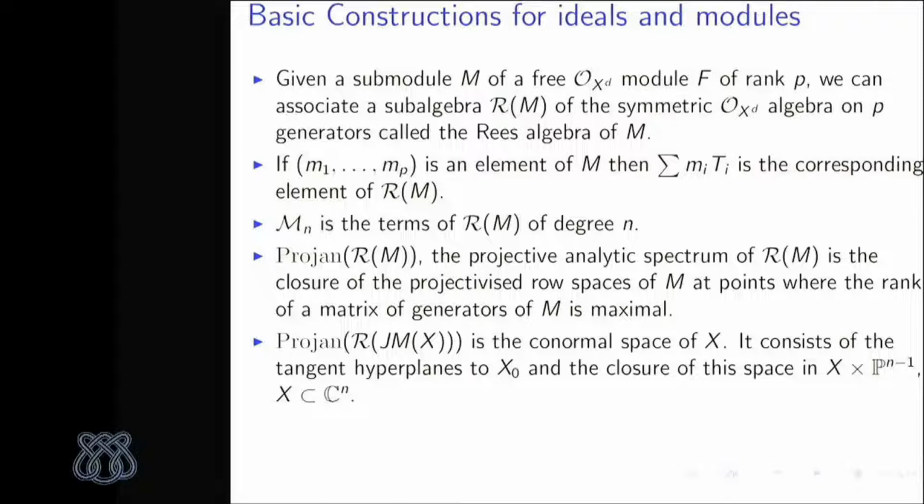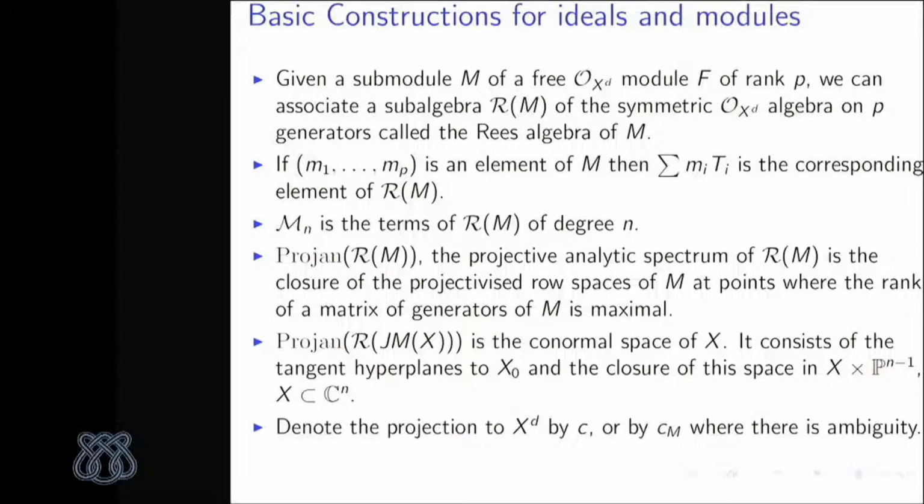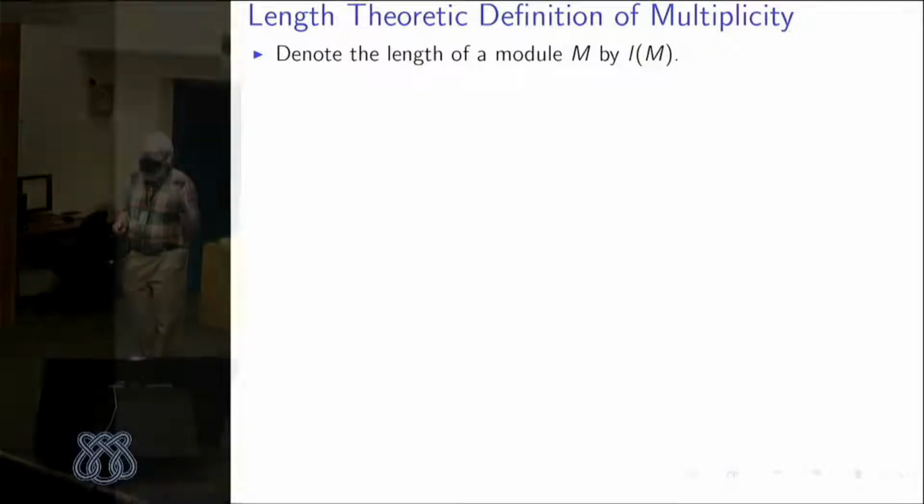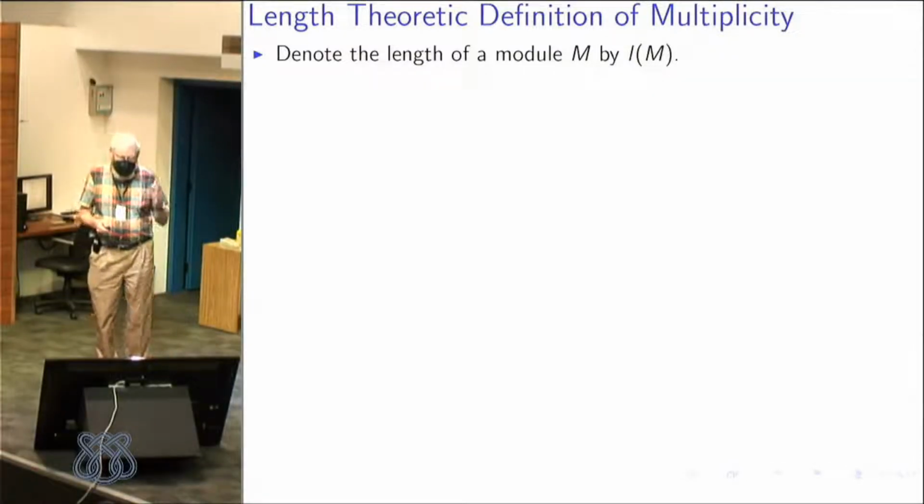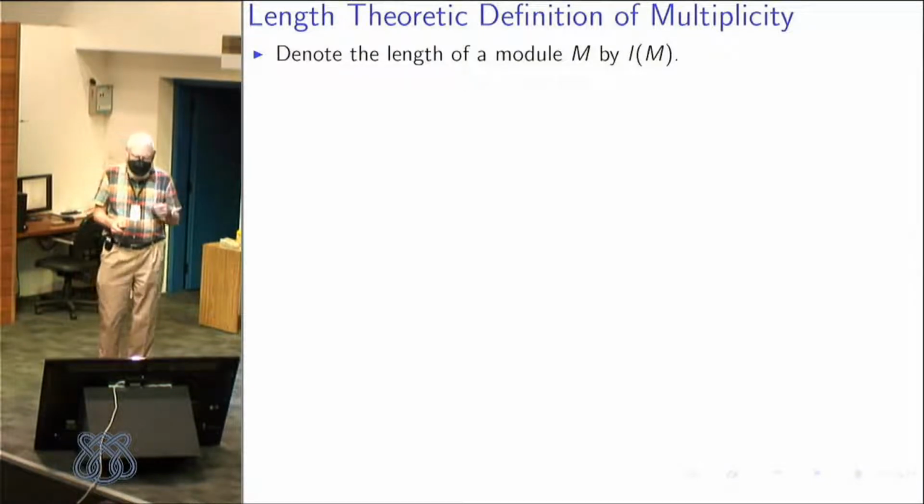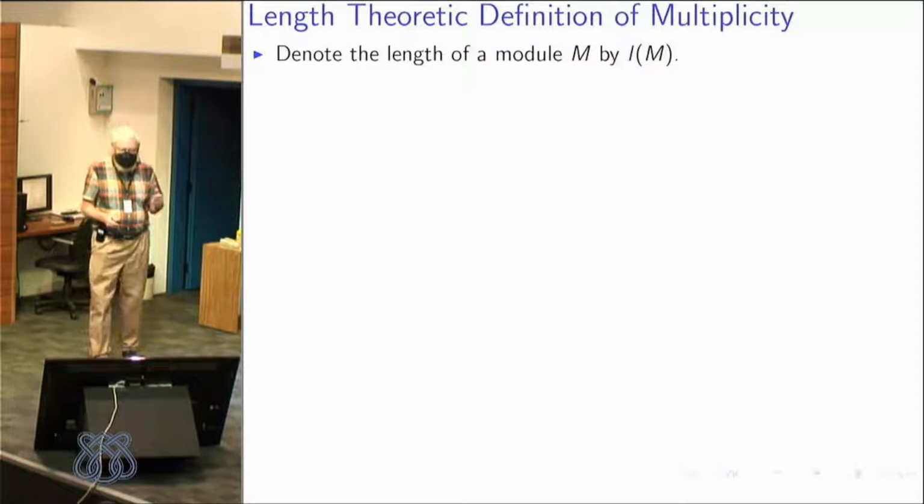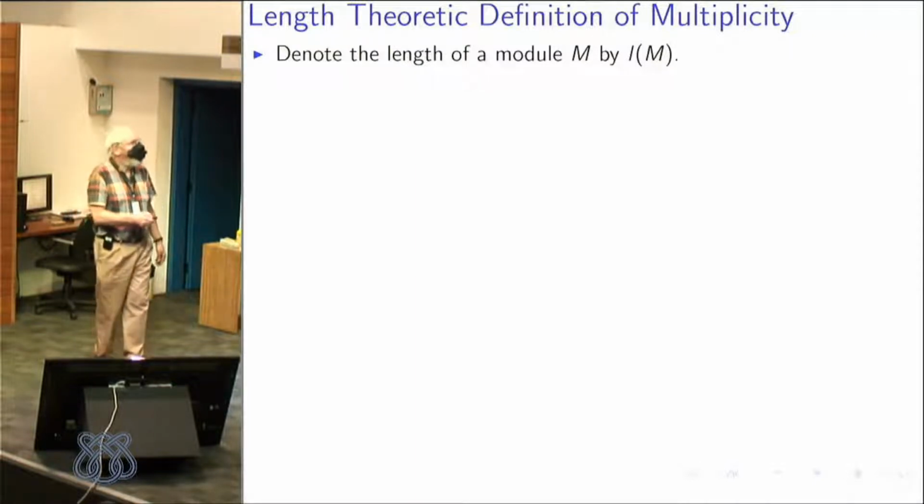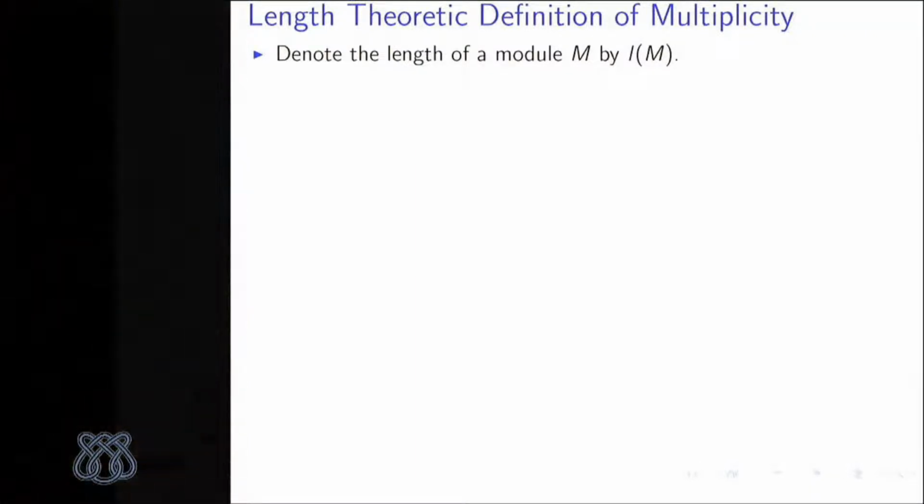Okay, so now what is the definition of the multiplicity? Oh yeah, well here's one more piece of notation. Now we have the definition of the multiplicity, the length theoretic definition. So if I have a module such that it is a finite dimensional vector space, the length is just the dimension of that vector space.